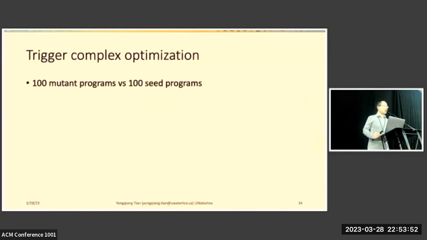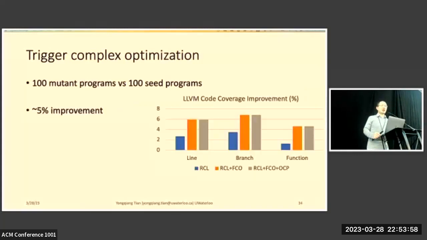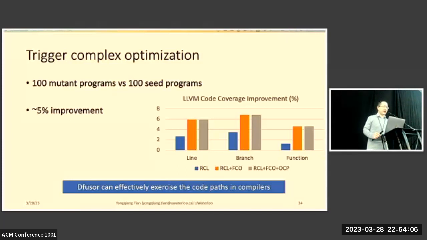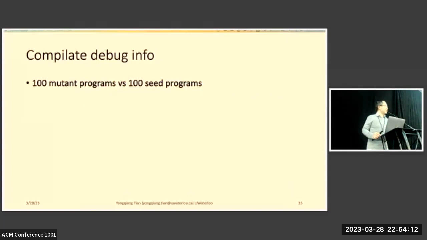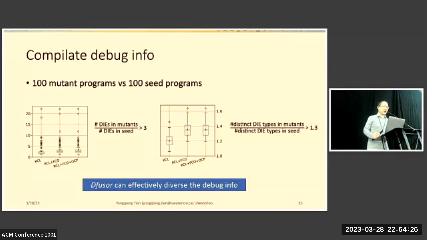Specifically, we analyzed the code coverage of 100 mutant programs and 100 seed programs. We can see that with our mutation strategies, the code coverage is improved by around 5%. This shows that Diffuser can effectively access the code paths in compilers. To understand whether our mutations complicate the debug information, we also compare the amount and the diversity of the debug information of 100 mutant programs and their 100 seed programs. We find that Diffuser can effectively diversify the debug information in terms of both amount and diversity.